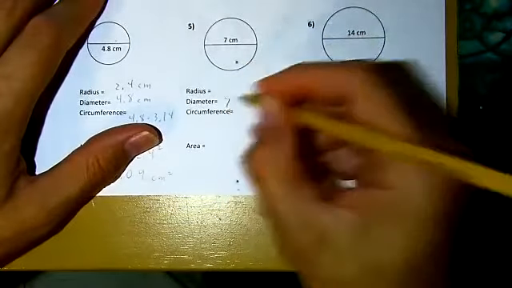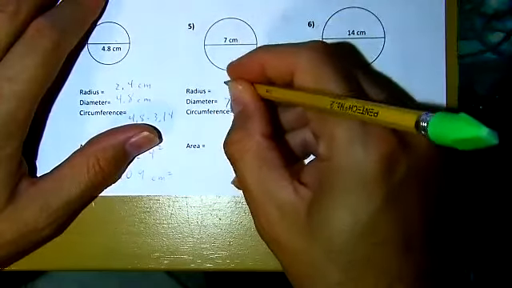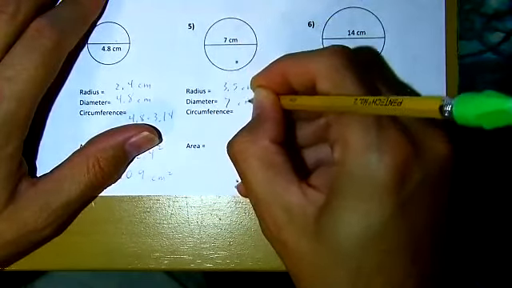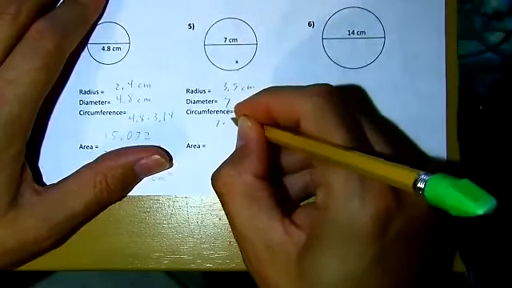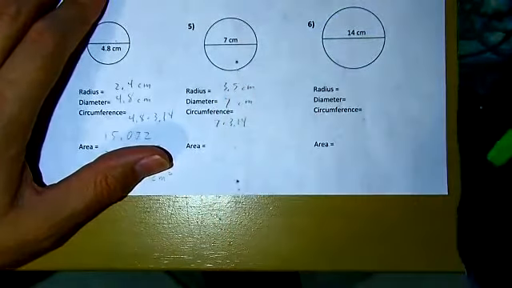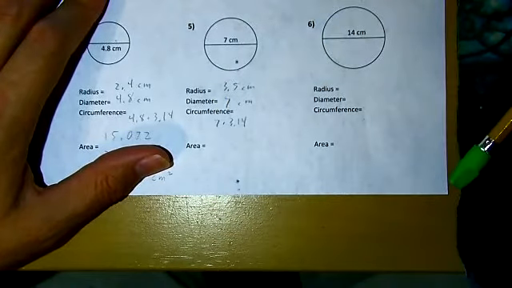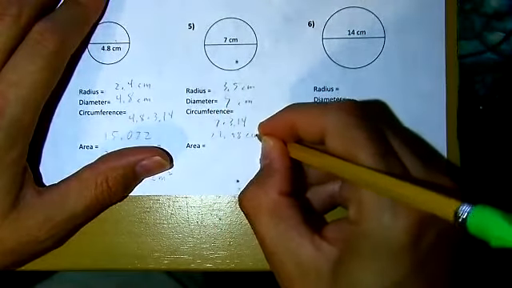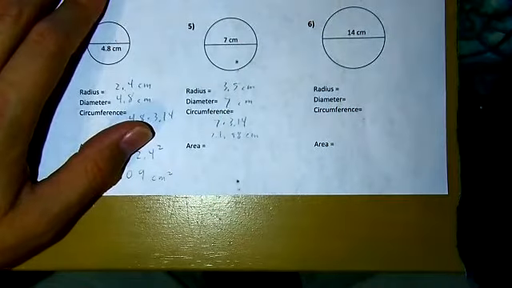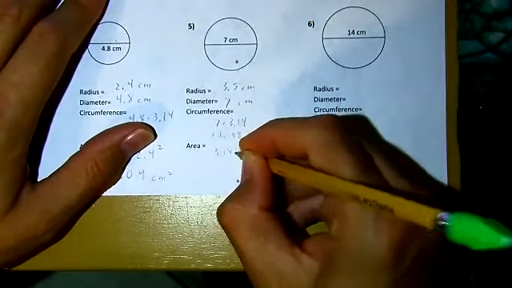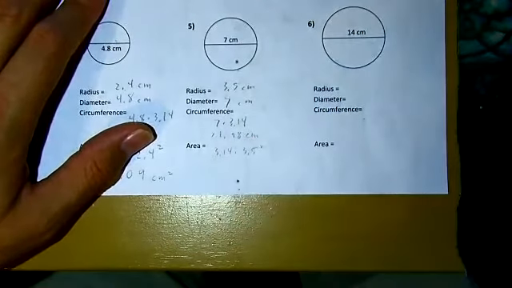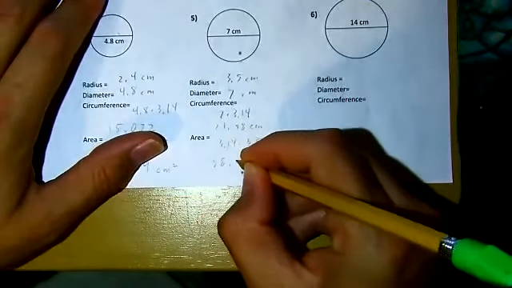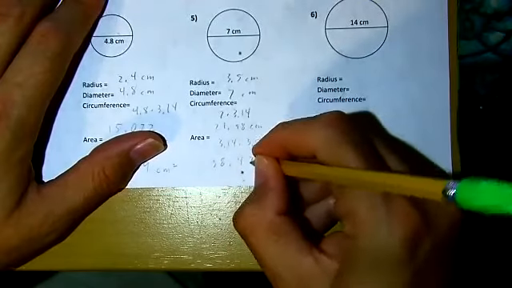Next, the diameter is 7, so once you punch that in a calculator, you'll get a radius of 3.5. Circumference is 7 times 3.14, which is 21.98 centimeters. Area is 3.14 times 3.5 squared. I'm getting 38.465, so I'm going to round it.